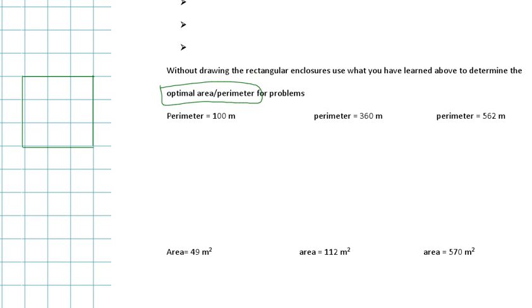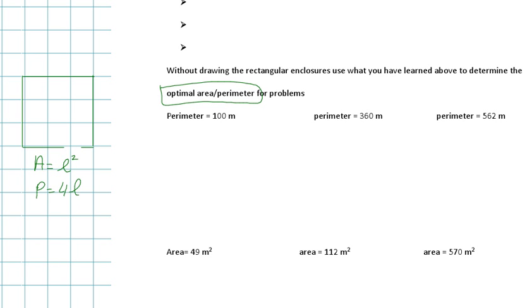So looking at a square, what would be the formula of the perimeter and the formula of the area of a square? The area is L squared, and the perimeter is 4L. These are the formulas you're going to have to use to solve your problem.